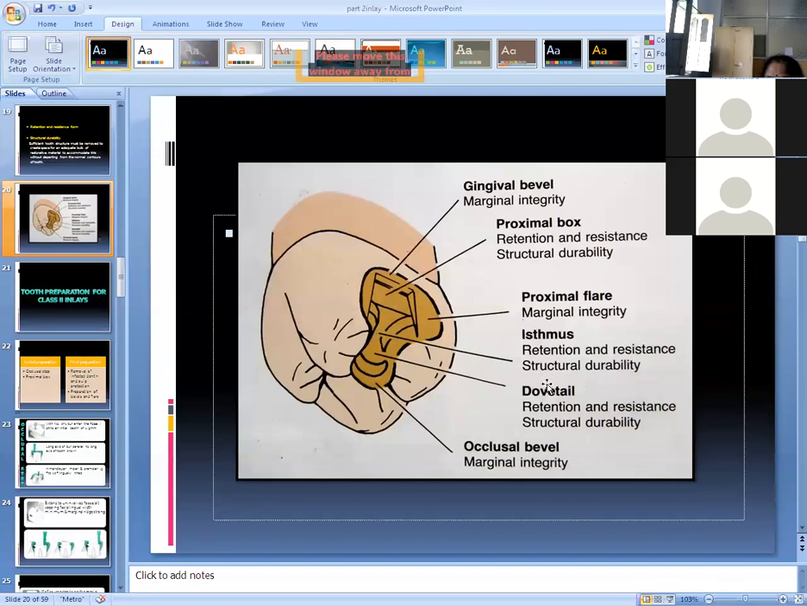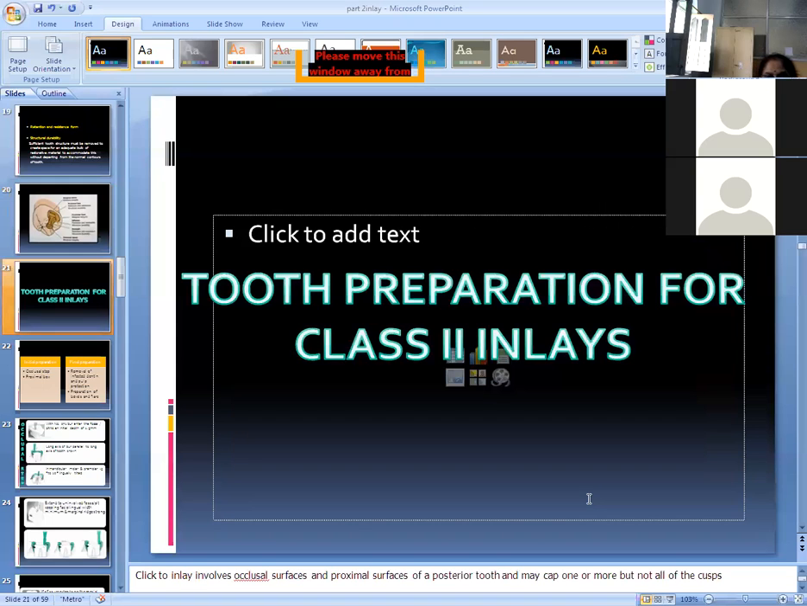And dovetail, it is again the resistance and retention as well as structural durability and occlusal behavior, which will give the marginal integrity. All these factors will avoid the secondary caries formation and improve adaptability of the restoration. So this was all about the cavity preparation for the inlay. Any doubt? Is it clear?